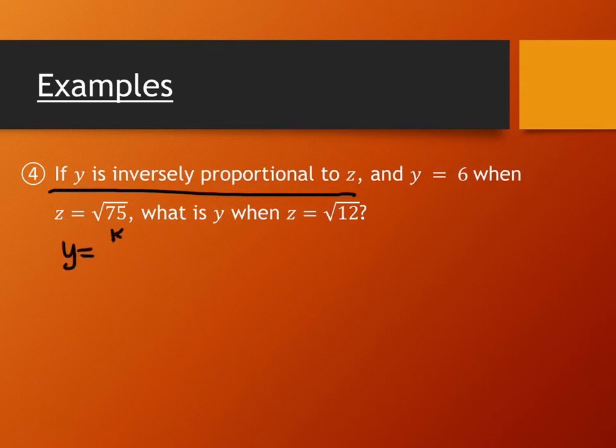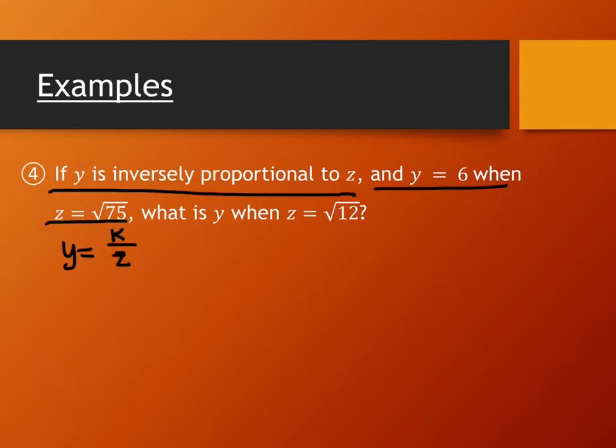So inverse means the value of the variable goes on bottom. So the constant of proportionality k can go on top, and inversely proportional to z means z goes on bottom. All right, so that's the starting part. The second piece actually allows me to figure out what k is.